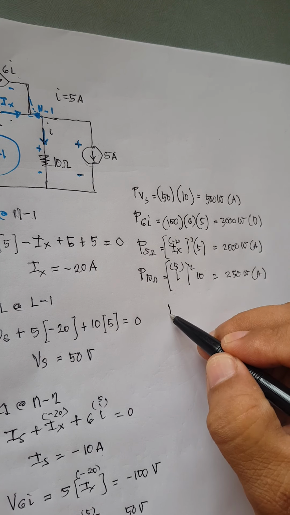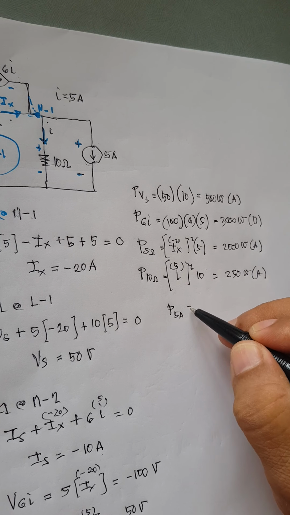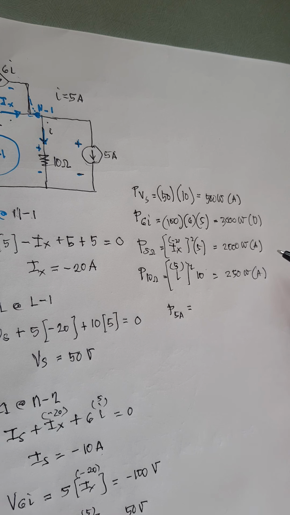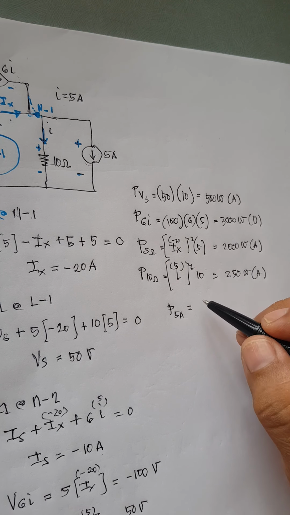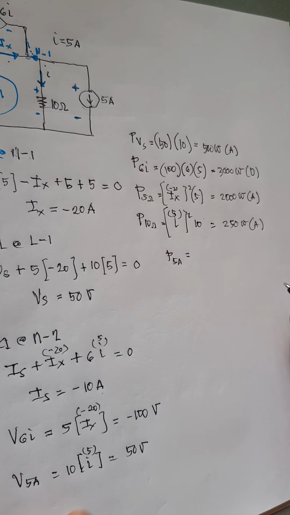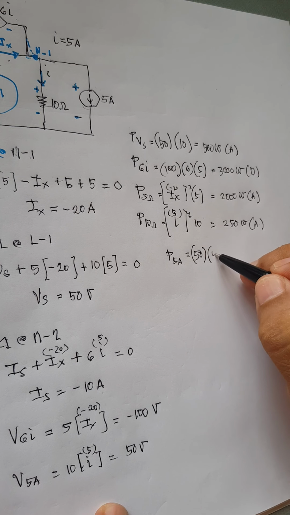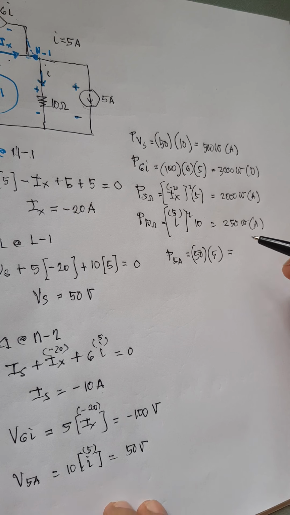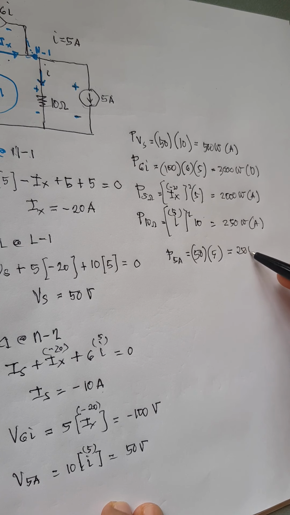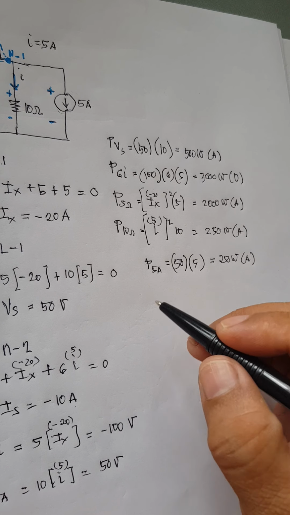And then the last, power of the 5 amperes source. Delivered or absorbed? It is actually absorbed. So what is its voltage? Voltage is 50 volts here, this one. And the current is 5 amperes. So 50 times 5 is 250 watts. This is also absorbing.